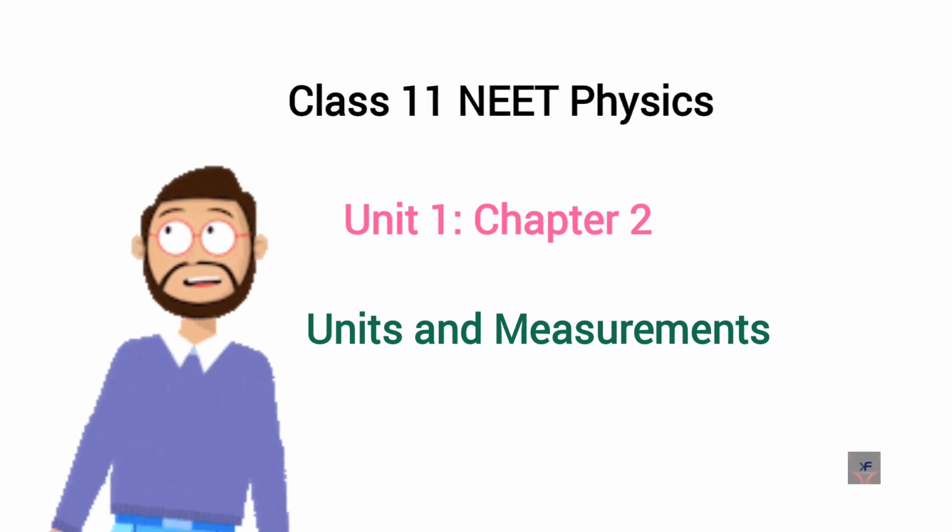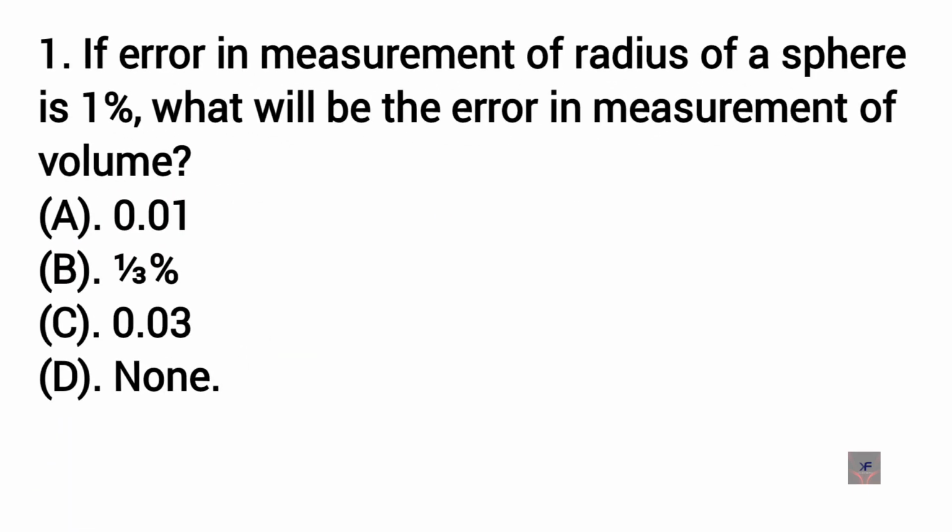The first question: if error in measurement of radius of a sphere is 1%, what will be the error in measurement of volume? A. 0.01, B. 1/3%, C. 0.03, D. None. What's the answer? Now let's find out the answer.